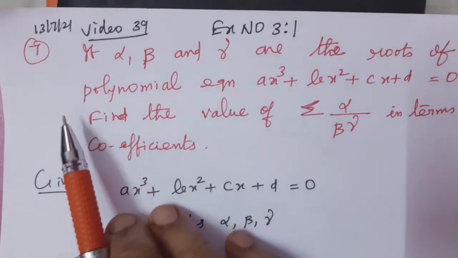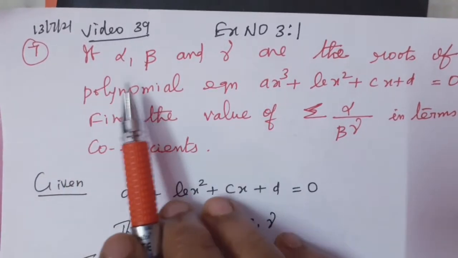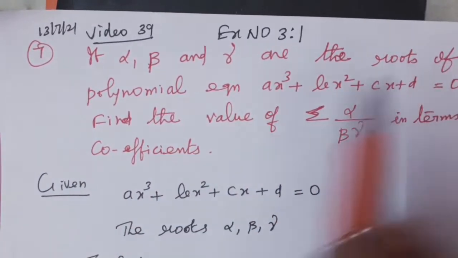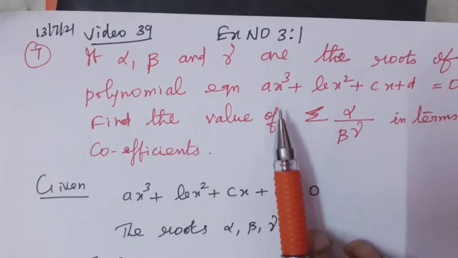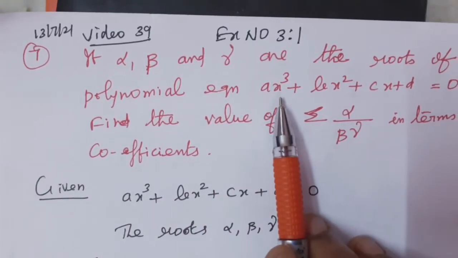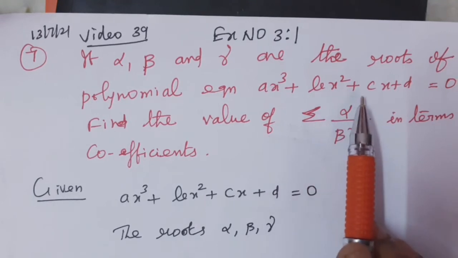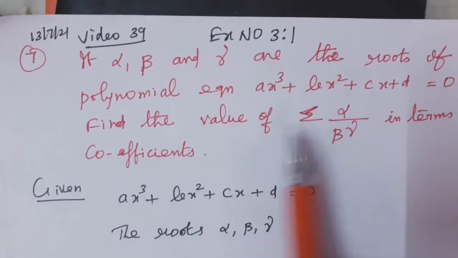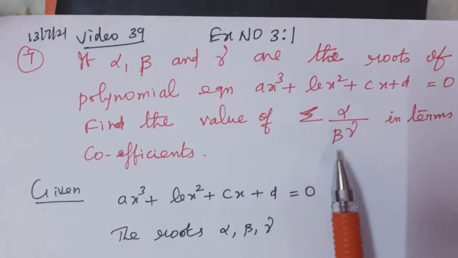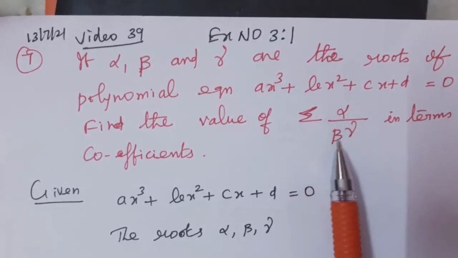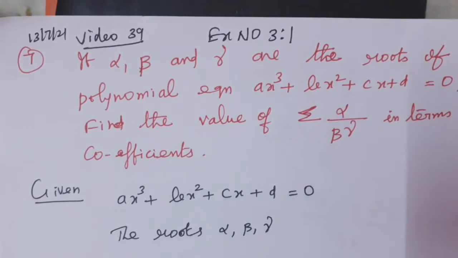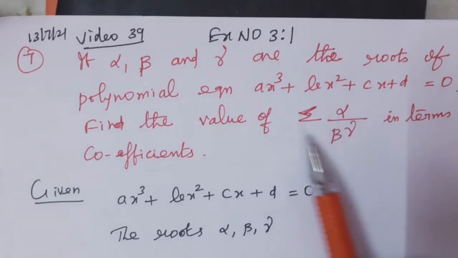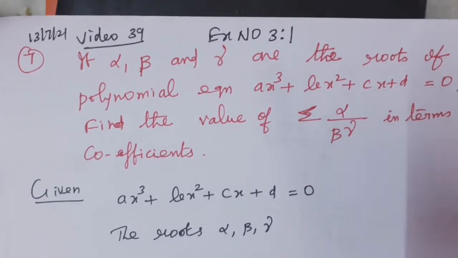Again I read the question. See question number 7. If alpha, beta and gamma are the roots of the polynomial equation, what is the polynomial equation? The cubic equation ax cube plus bx square plus cx plus d equal to 0. What are we going to find? Find the value of summation of alpha by beta gamma, alpha by beta into gamma, in terms of the coefficients.